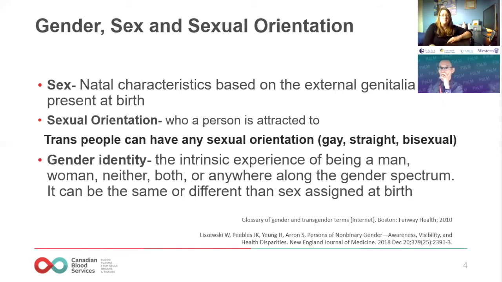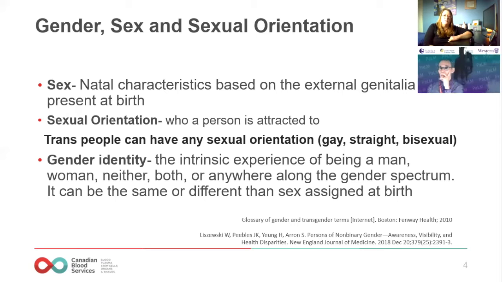So just a few more terms. So sex refers to a person's status as male or female, or intersex based on biological or physiological characteristics. Sexes are usually assigned at birth just based on simple inspection of the genitals of a newborn baby. And sexual orientation, it's important to understand that sexual orientation is not the same as sex. Sexual orientation means who a person is attracted to. And just like everyone, trans people can have any sexual orientation. They can be gay, straight, bisexual, and their partners may or may not be trans as well.